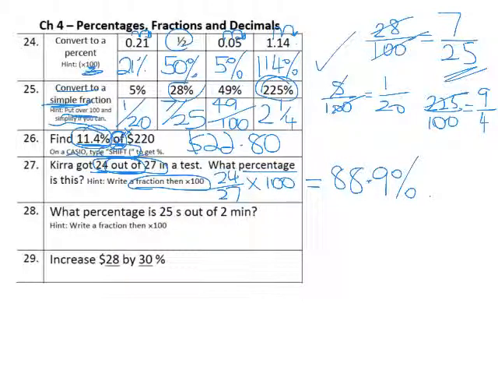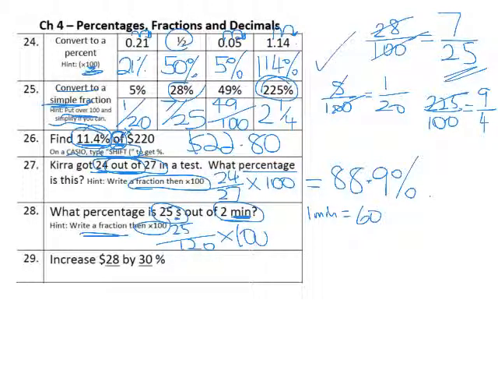Question 28. What percentage is 25 seconds out of 2 minutes? Now just notice they've got different units, and for this to work we really need the same units. So we've got 25 seconds. I want you to think how many seconds are in 2 minutes? Well, 1 minute is equivalent to 60, so 2 minutes must be double that, so 120 seconds. So we're really saying what percentage is 25 out of 120. We've written it as a fraction, now we're going to multiply by 100. You can do that on your calculator if you want. And if you do that, you should get 20.8%. You might round that off to maybe 21% or something similar.